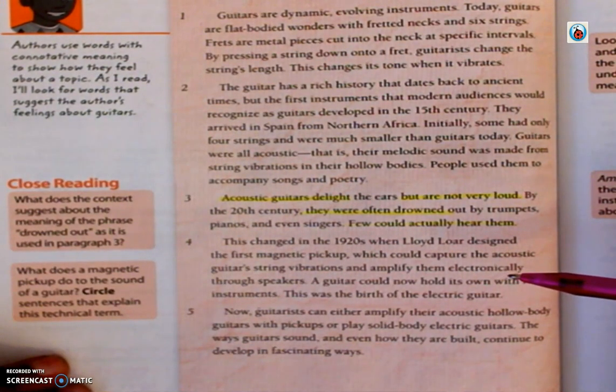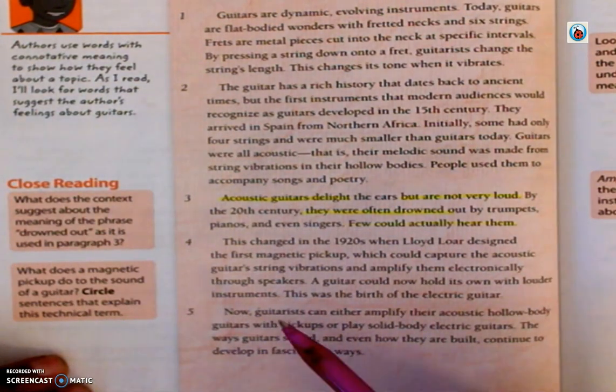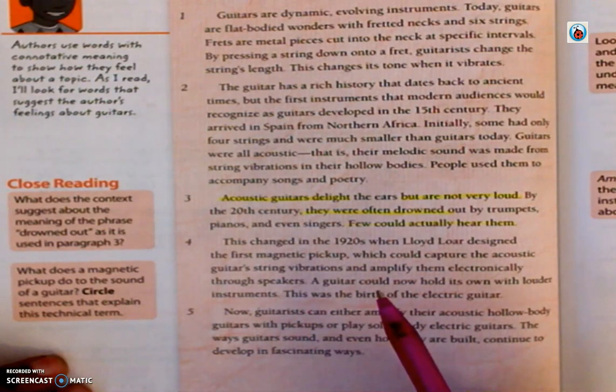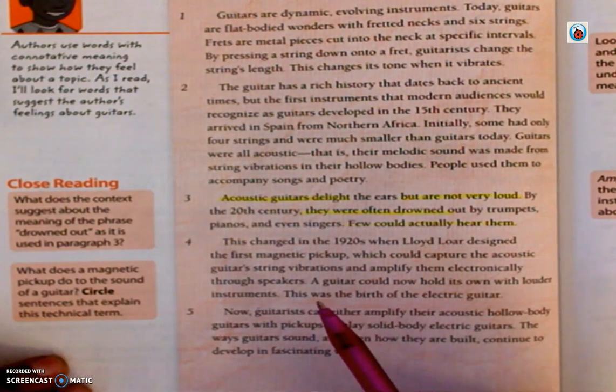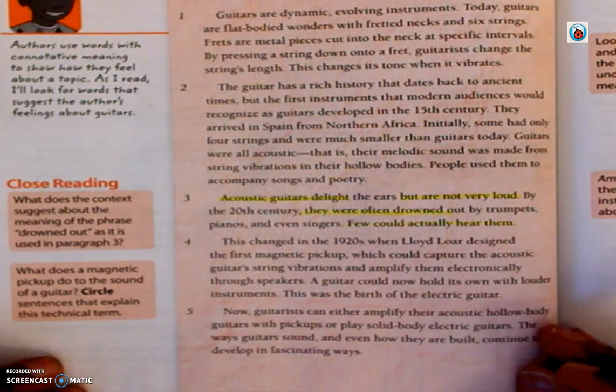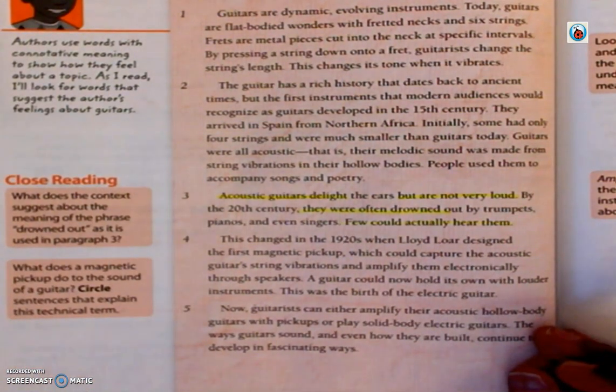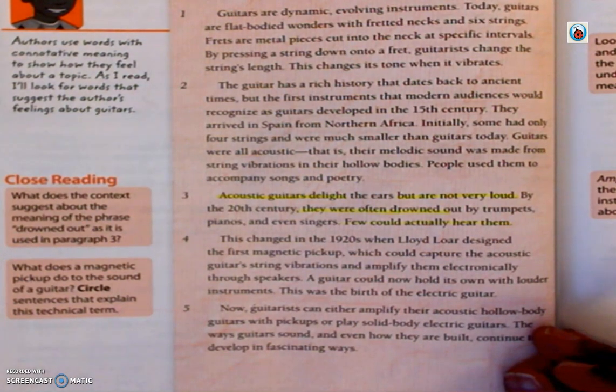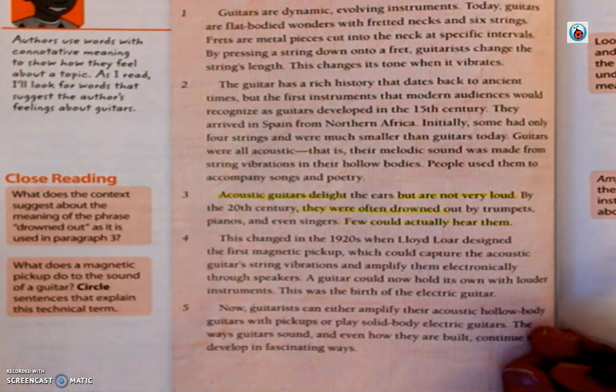So again, if you think about someone or something that is drowning, it's kind of morbid, but it's slipping from view, it can't be seen, it can't be heard. And that's what the acoustic guitars were experiencing before the invention of the first magnetic pickup. So the drowning out there is just referring to not being able to be seen or heard because the trumpets, pianos, and singers were a lot louder than they were.